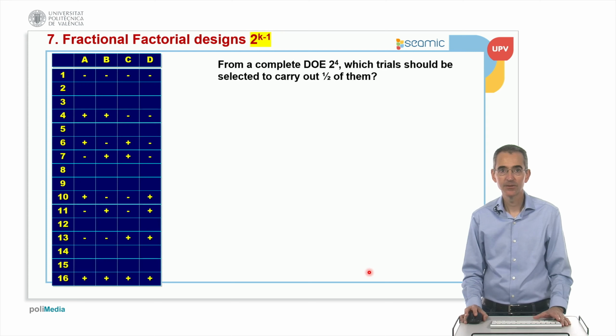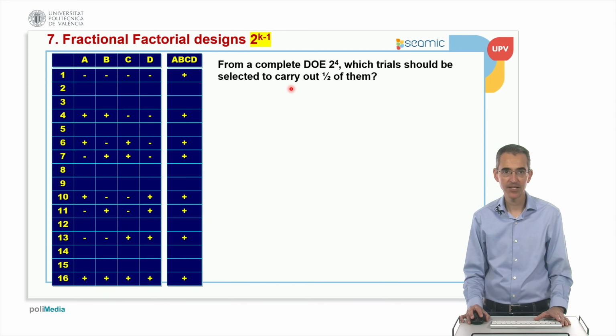Okay, so this is one example. Imagine that we have 4 factors at 2 levels. First we put minus, plus, minus, plus, minus, plus, and so on. The same for B, we put minus, minus, plus, plus, minus, minus, plus, plus, and so on. And then we start from the complete design. So which trials should we select to carry out just 50% of them? Then we make the product of all the signs, and in this case it is plus, here the same, we make the product of the signs.